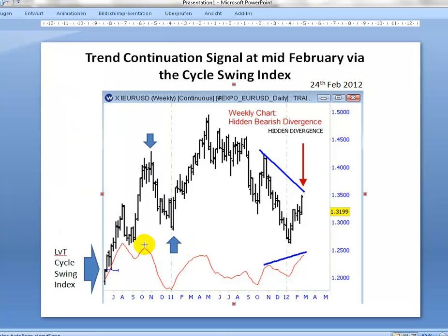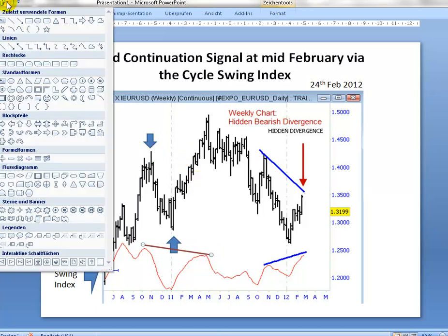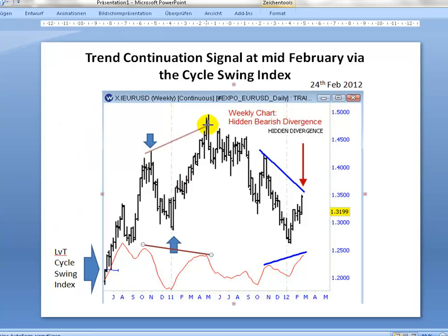So here we have a lower high, and here on the cycle on the normal price we have a higher high. So again, we have a classical divergence setting up, and if you compare this in time, you would be able to see the divergence right at the bar, so there's no lag.